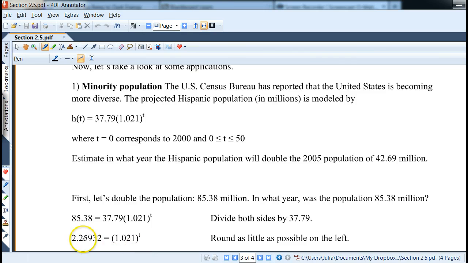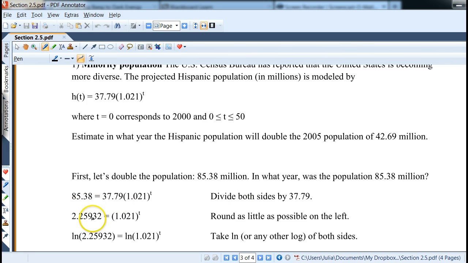So notice I divided and rounded as little as possible. I kept about 5 decimal places after the decimal. You can do more if you like. You can use the answer feature on your calculator. So try not to approximate too much, or your answers may be off, which can cause some aggravation later, or will cause you to be off a little bit.